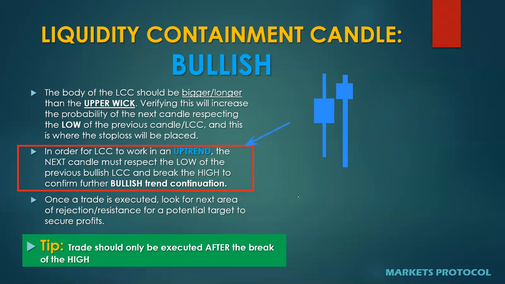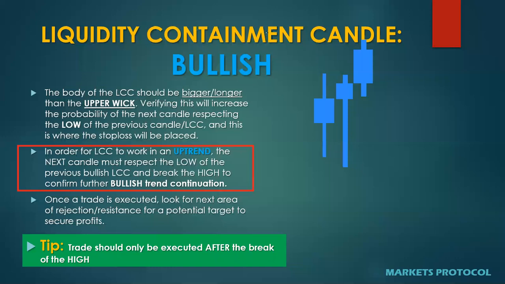So let's put this point into example over here. The next candle must respect the low of the previous one. What I mean by that is the next candle is going to be a trading candle. It should create a higher low. And once it starts going bullish, this is where you're going to be looking into securing your profits.